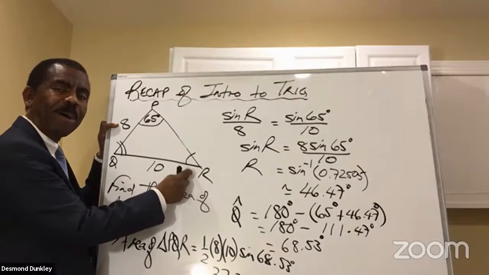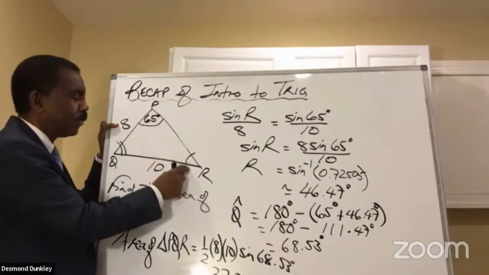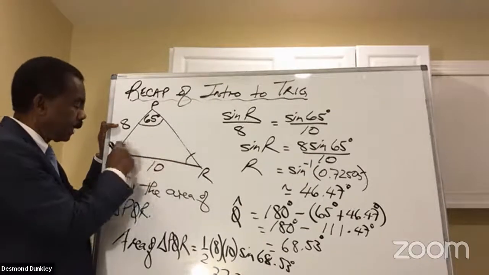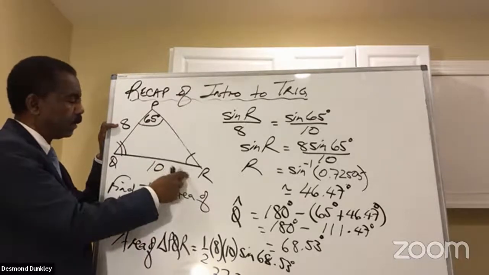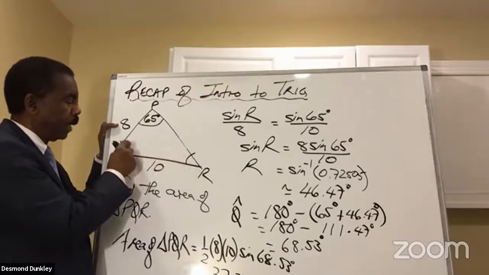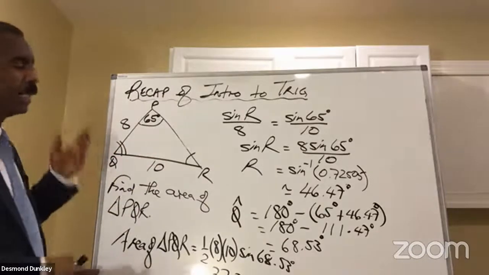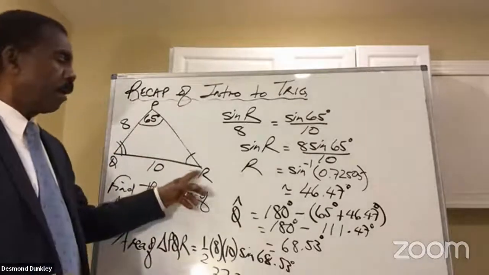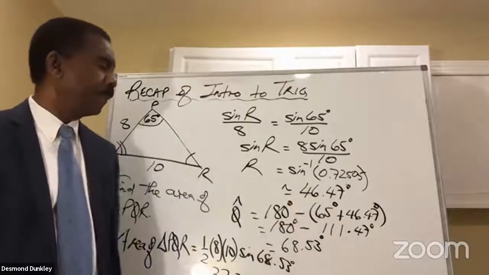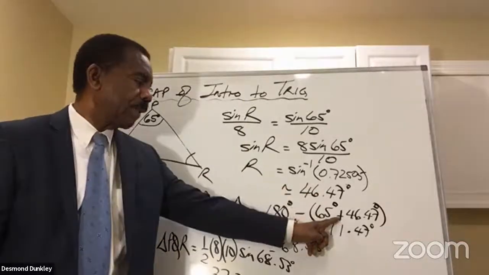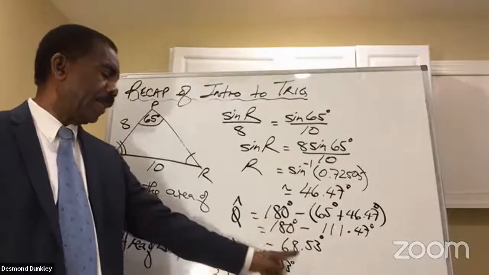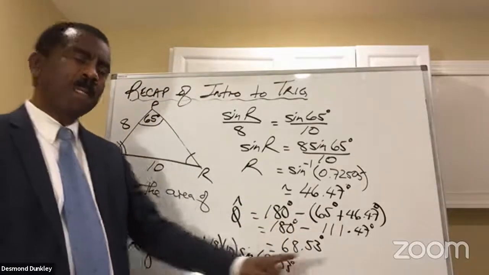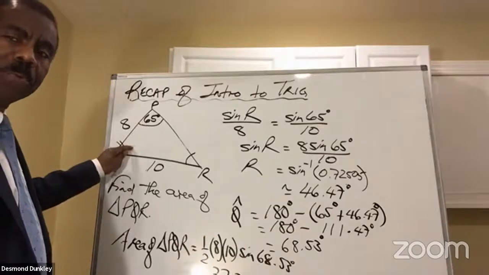Once we know angle R, we know that these two plus this will give us 180. So this plus this, taken from 180, will automatically give us angle Q. That's what we did. We found R, it was 46.47. We add 46.47 to 65, and then subtract that from 180, we got 68.53. That's our magic number for Q.